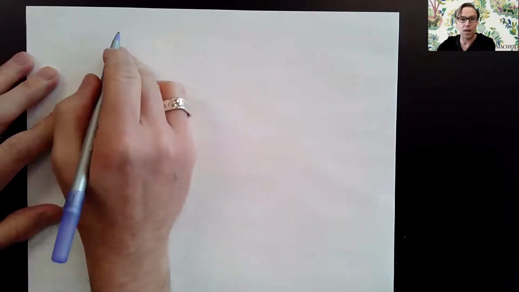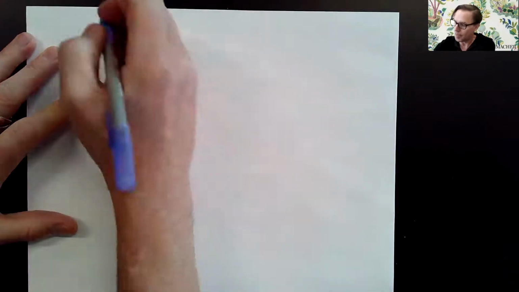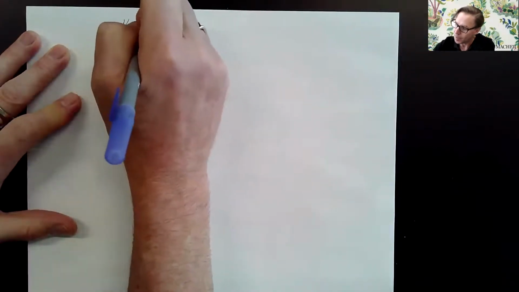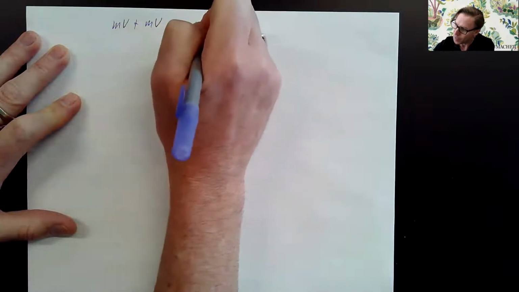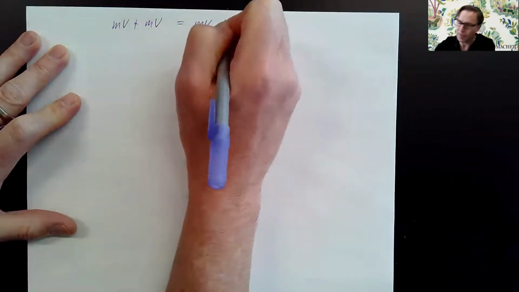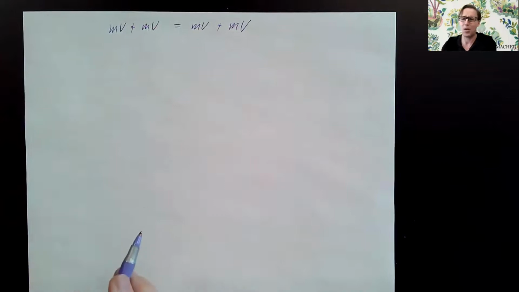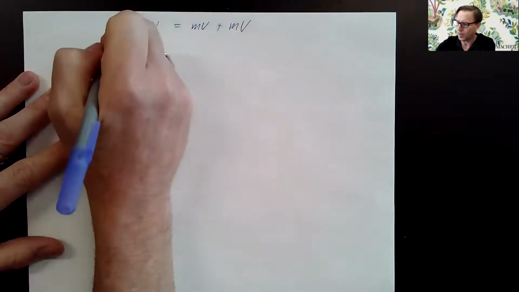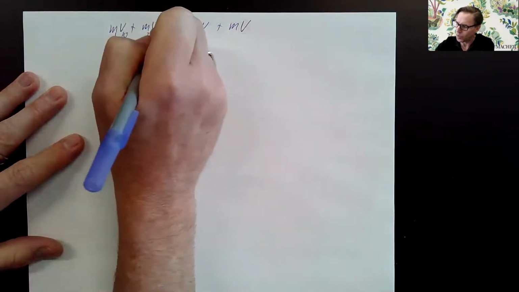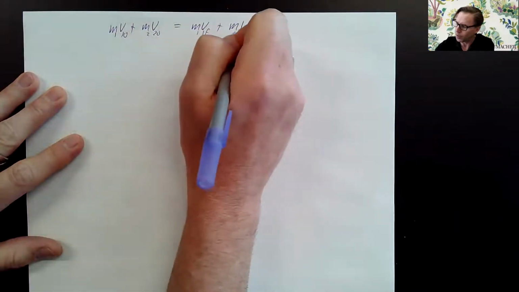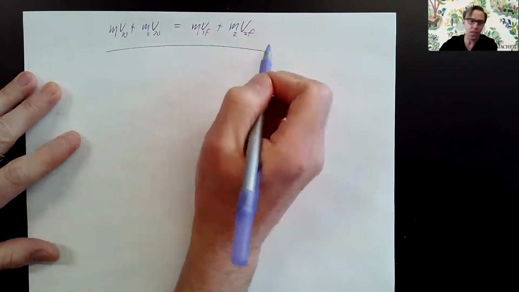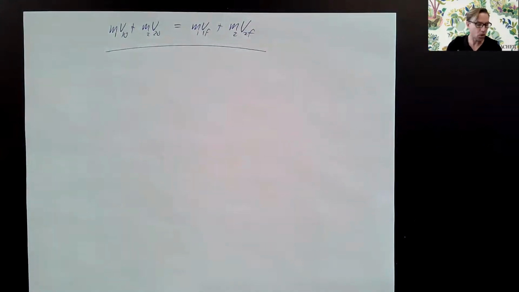I have a few minutes to do some example problems now. So we're going to use this law of conservation of momentum. Sometimes I think it's funny to say mv plus mv equals mv plus mv. And of course, it doesn't say a whole lot, so you have to put in the subscripts: one initial, two initial, one final, two final. So we're going to use this law of conservation of momentum to solve some problems.